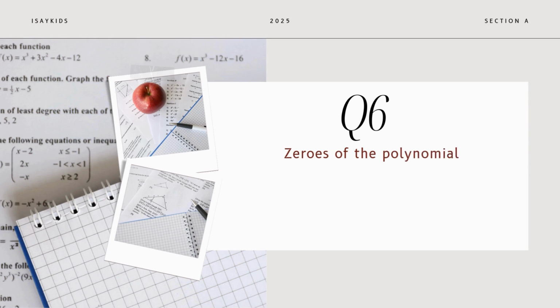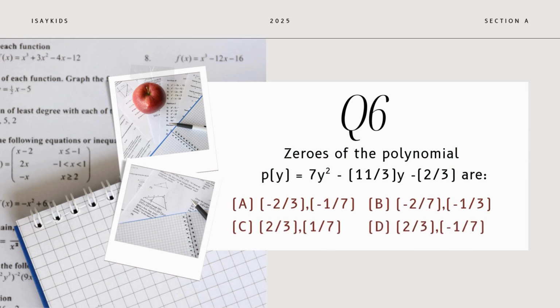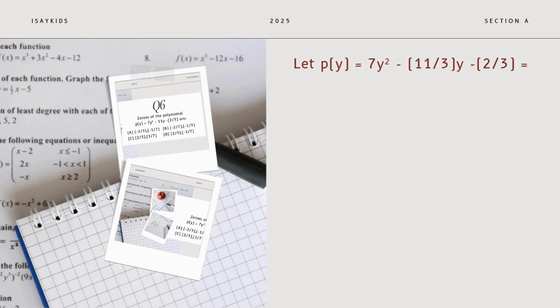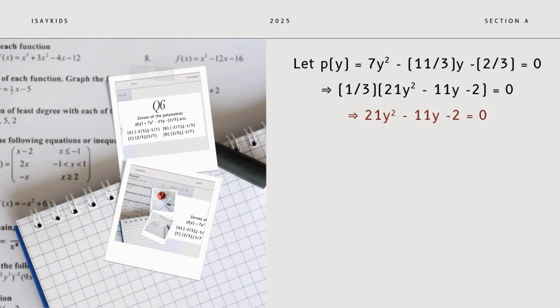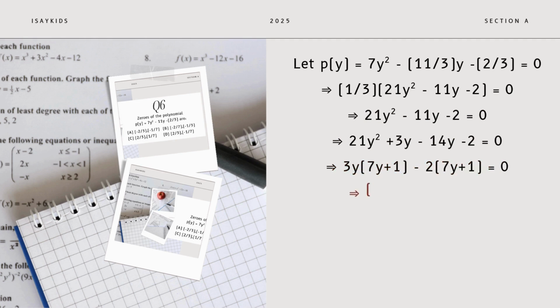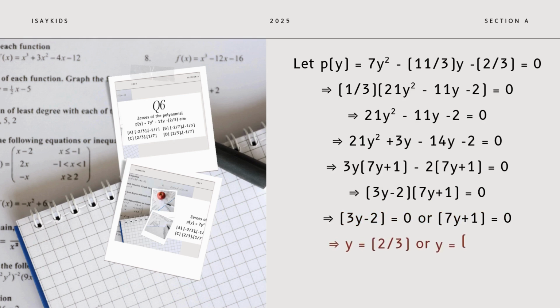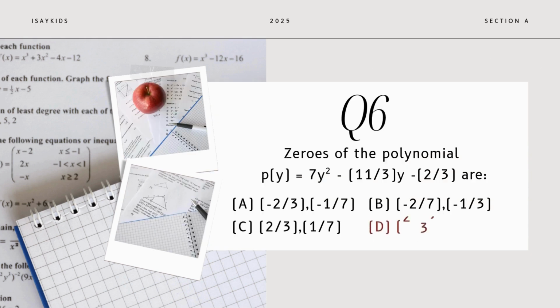Zeros of the polynomial p(y) equal to 7y square minus 11 by 3 y minus 2 by 3 are which of the given options? Let the polynomial be equal to 0. That means taking 1 by 3 common, we can say 1 by 3 times 21y square minus 11y minus 2 is equal to 0. Or we can say 21y square minus 11y minus 2 is equal to 0. Now splitting the middle term and factorizing it further, we get two factors, 3y minus 2 and 7y plus 1. Now the product rule says that either of them is 0. Thus, either 3y minus 2 is equal to 0 or 7y plus 1 is equal to 0, which gives us y as 2 by 3 or minus 1 by 7. Thus, option D is correct.